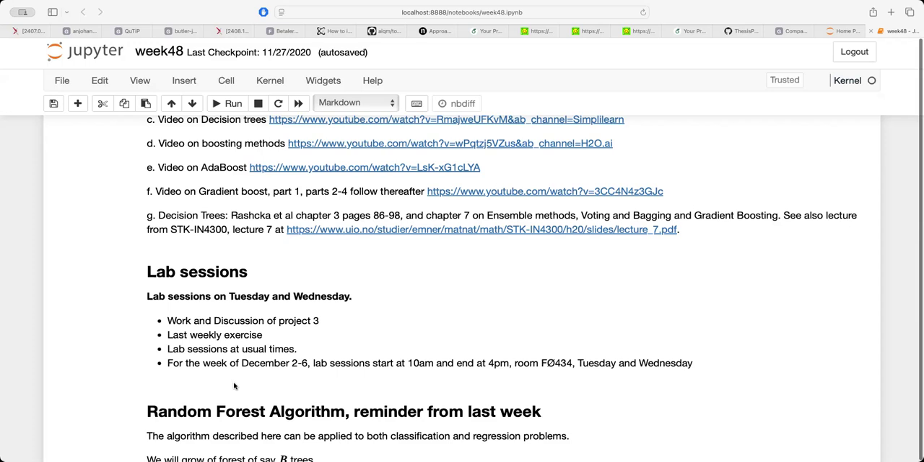Okay, so just a quick reminder from last week. One of the very popular methods is the one which is called the random forest. So all these methods are ensembles of trees. In a way, we can just call them forests or woods, if you prefer that word. And the random forest is actually a very simple algorithm.